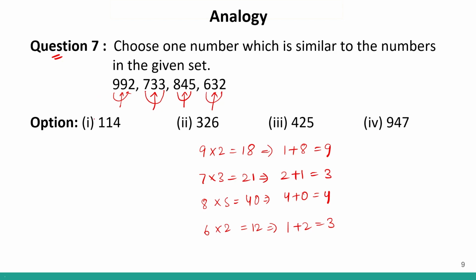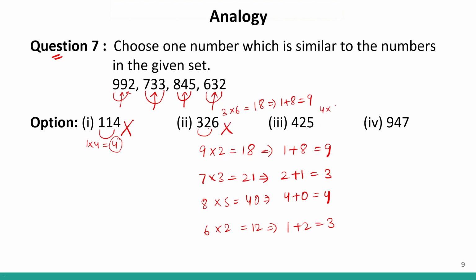Now let us check for everyone. 1 into 4 will give me 4. So this is single digit. So here we should have 4. So this does not follow the same logic. 326. So 3, let me write it over here. 3 into 6 will give me 18 and 1 plus 8 should give me 9. So this does not follow the same logic.